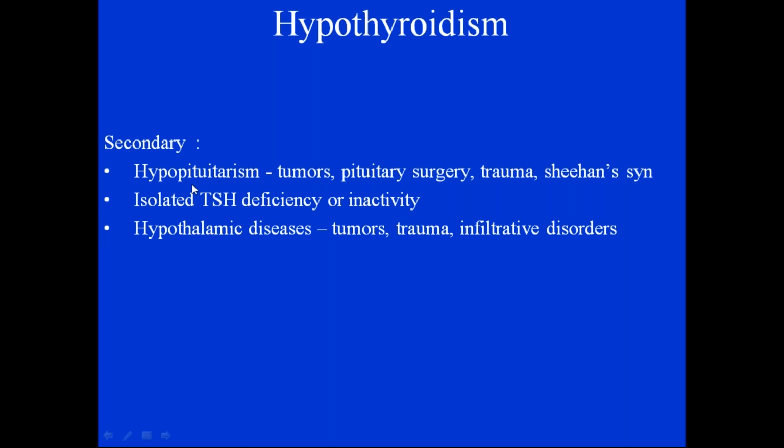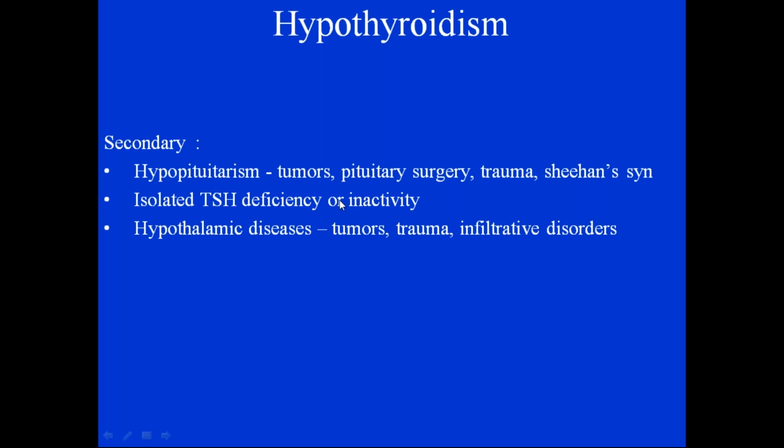And what are the secondary conditions? When there is hypopituitarism, like tumors of the pituitary or pituitary surgery, or when you have trauma to the head, or Sheehan syndrome. So all these conditions will inhibit the production of thyroid stimulating hormone. That will again lead to T3 T4 decrease, and that will lead to hypothyroidism.